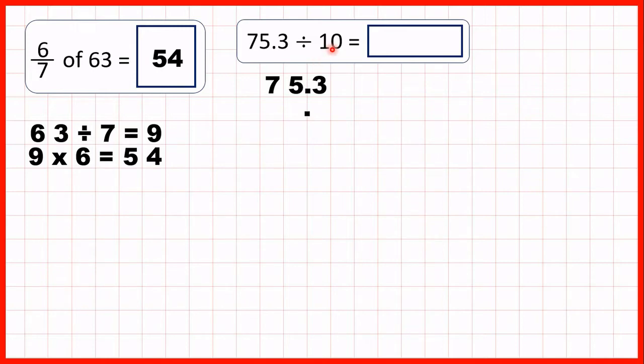Now we're dividing, so the number is going to get smaller, which means digits are moving to the right. And we're dividing by 10, which has 1 0 on the end, so the digits are moving 1 square to the right. So we can copy this 3 down, 1 square to the right, do the same with this 5 and with this 7. So our answer is 7.53.